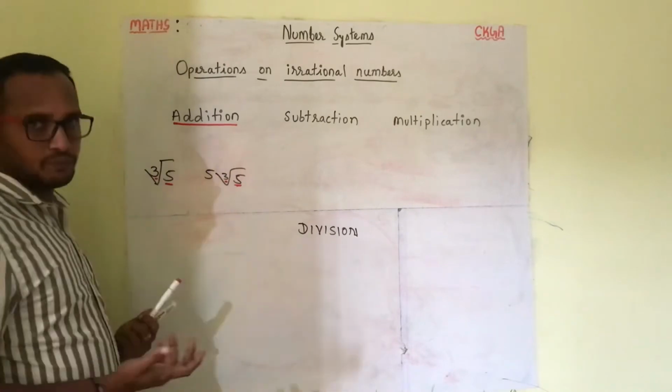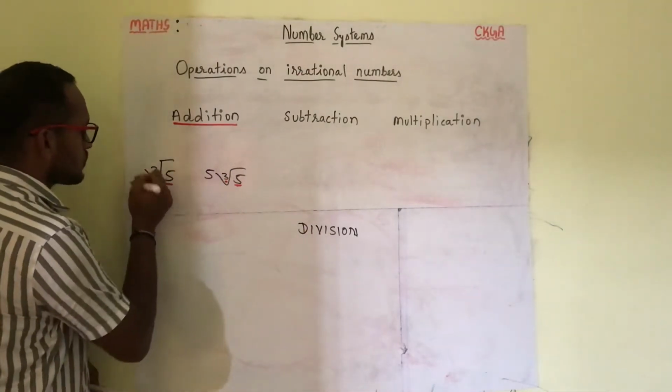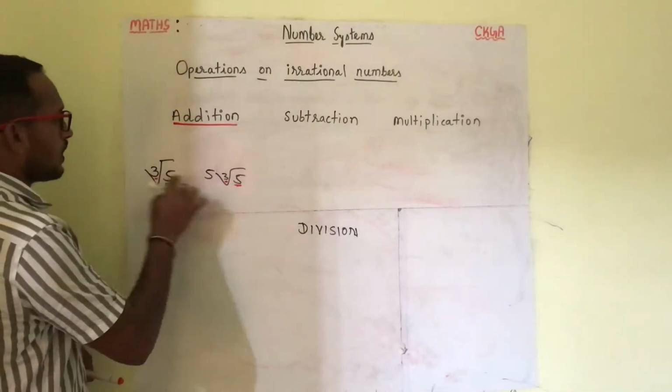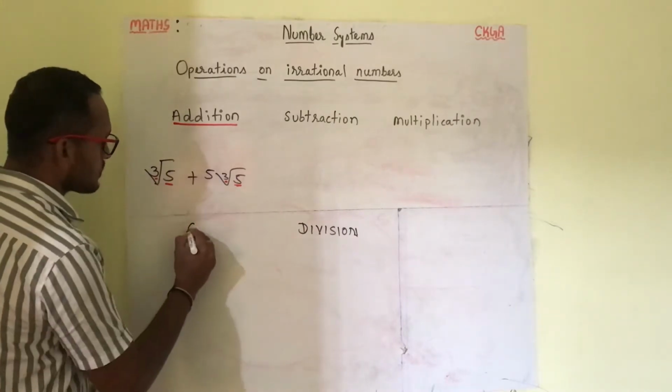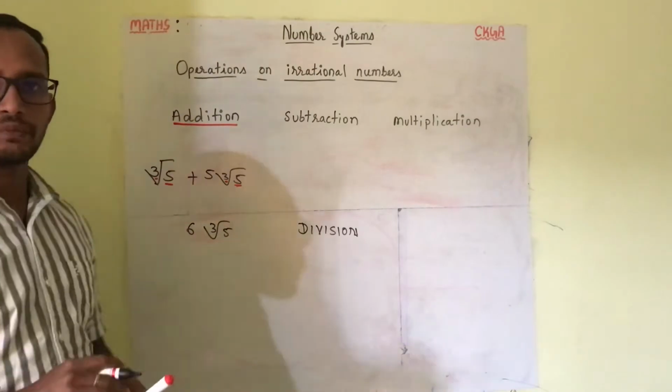So now you could perform the calculation. You can say 1 cube root of 5 and 5 cube root of 5. There's 1 plus 5. That could be what? 6. If you added that, that is 6 cube root of 5. This is how the addition process will be done.